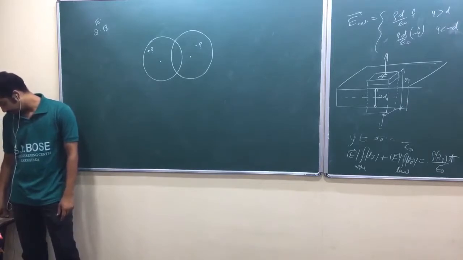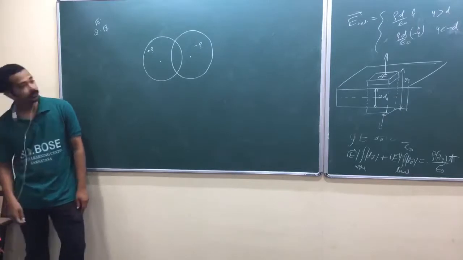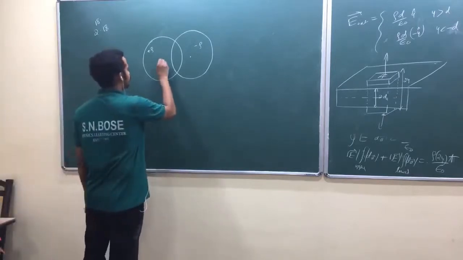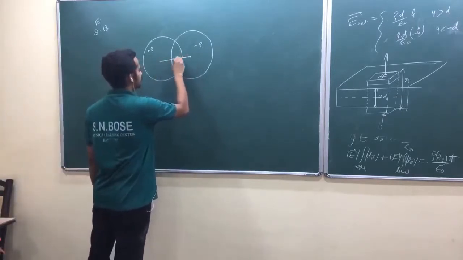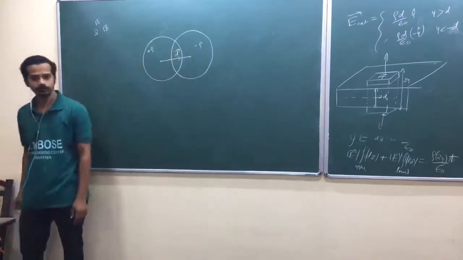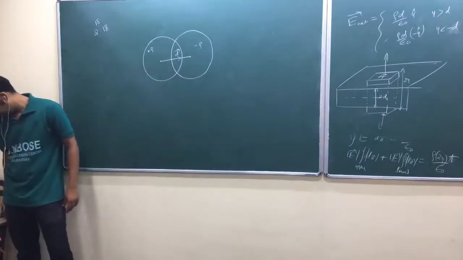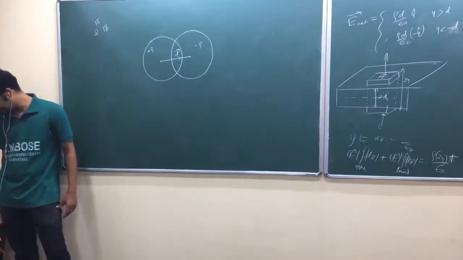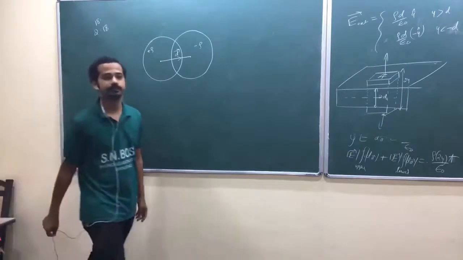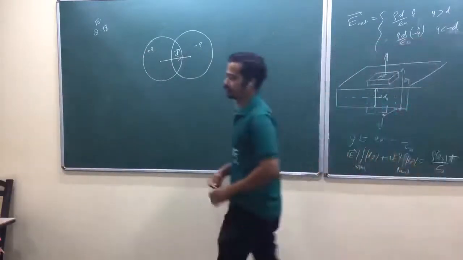So that they partially overlap, call the vector from the positive center to the negative center as D. So this center to this center, call it as D vector. Positive center to negative center as D. Show that the electric field in the region of the overlap is constant.